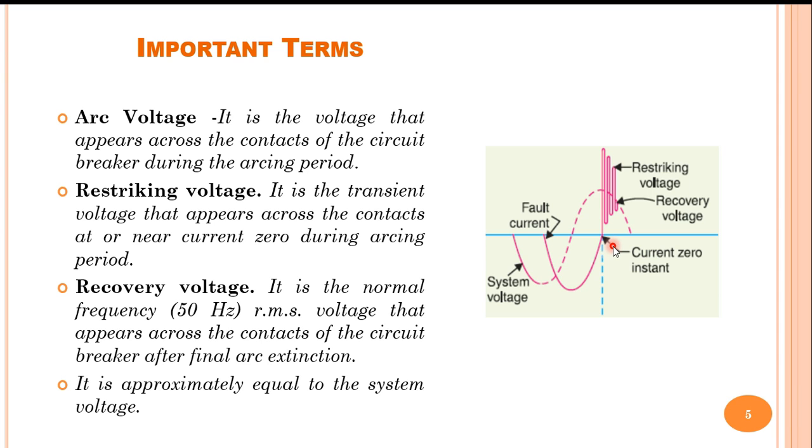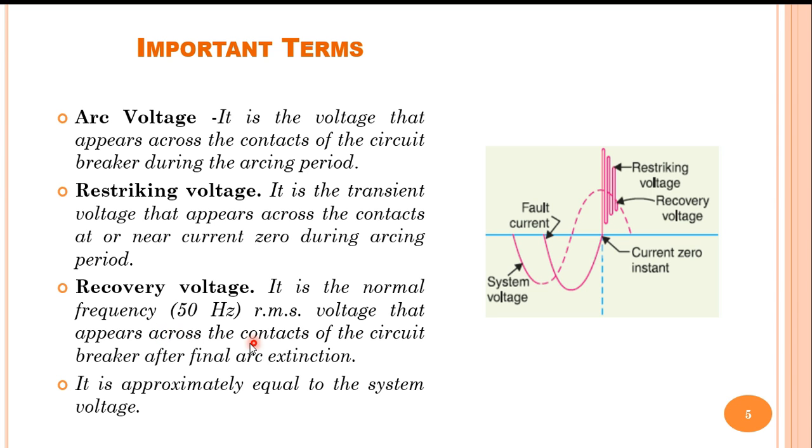You know that the system is usually inductive and the current lags voltage by 90 degrees, and at the current zero point the voltage will be maximum, and a large transient occurs at the current zero point. So this transient voltage that appears across the contacts at or near current zero is called restriking voltage.